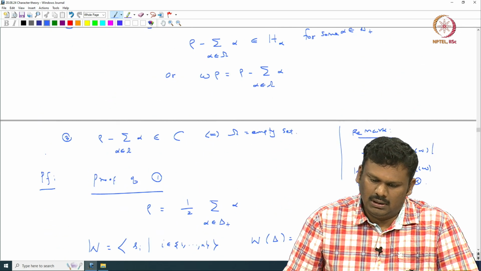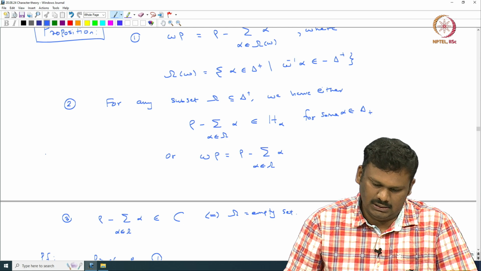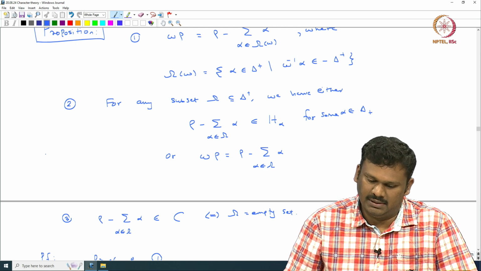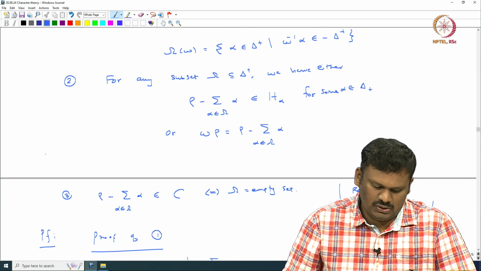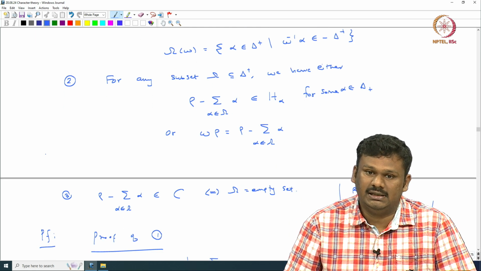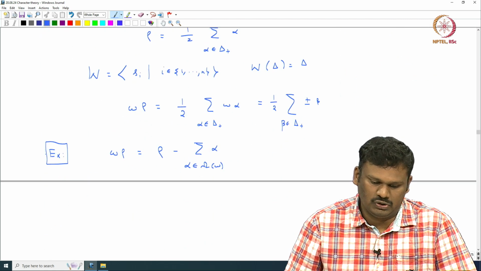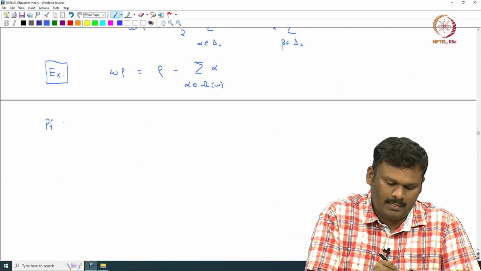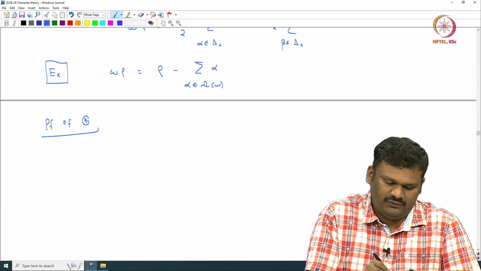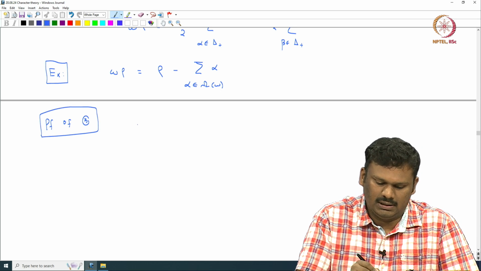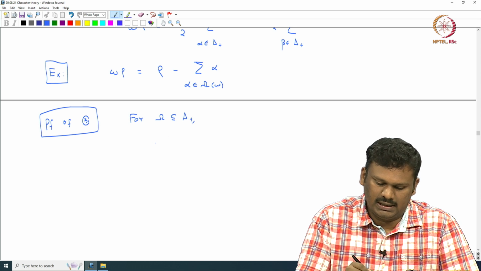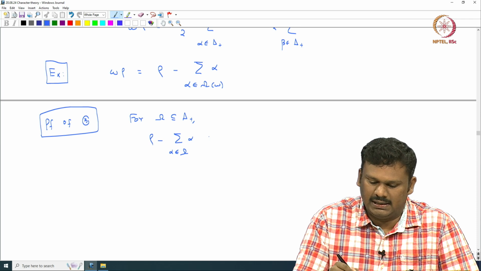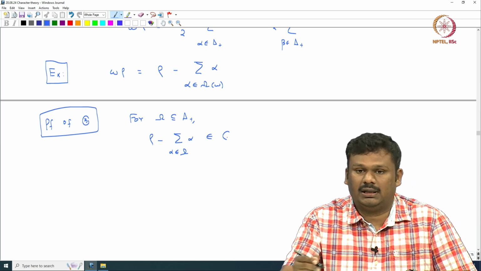Now, if we focus on rho minus summation alpha, alpha in omega, for a general subset omega of delta plus, first we observe when it lies in the Weyl chamber. That will help us to prove 2. We will prove the third statement first. You take this omega, a subset of delta plus, and consider rho minus summation alpha, alpha in omega. Let us say this lies inside C, because the converse part is clear.